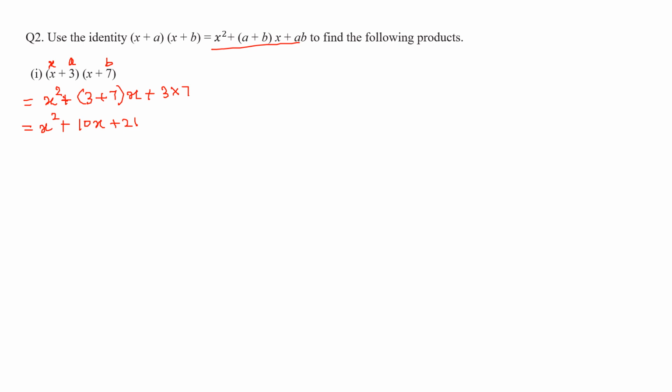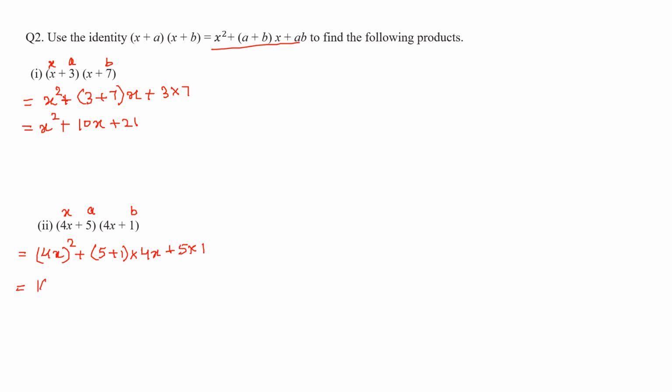Now you can see slowly there will be a variation in these questions. So if you see the second question, (4x + 5) multiplied by (4x + 1). If you compare with the identity which is given, your x is 4x, your a is 5 and your b is 1. So now let's use the identity. It says x², which means (4x)², plus (a + b), a plus b is 5 plus 1, multiplied with x, so multiplied with 4x, plus a into b, which is 5 into 1.